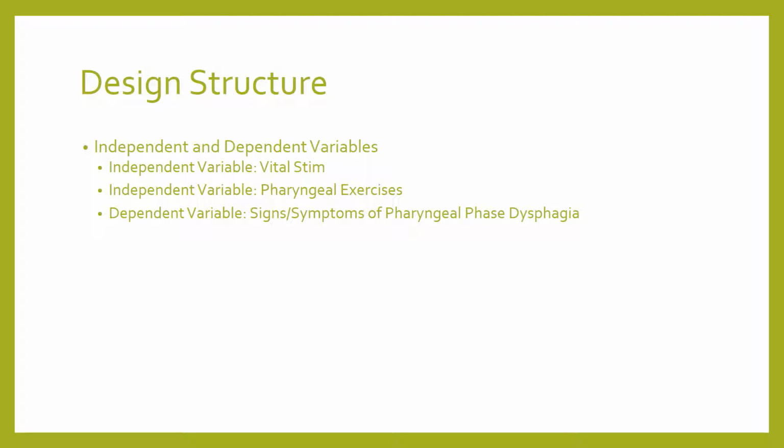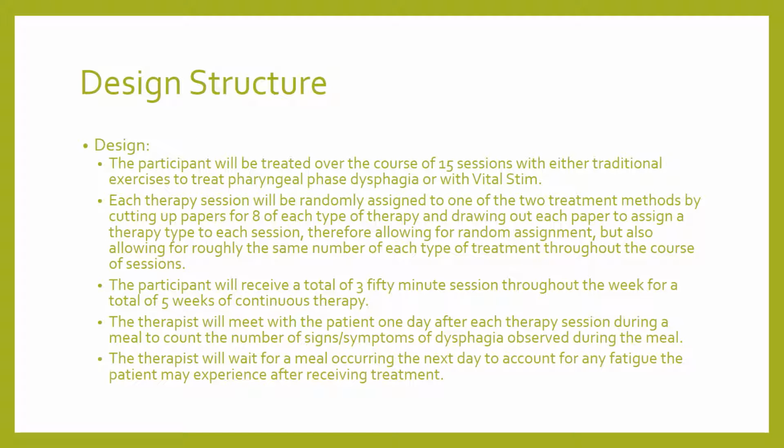The design structure. The independent variables were VitalStim and pharyngeal exercises, and the dependent variable was the signs and symptoms of pharyngeal phase dysphagia. For the design, I designed it so that the participant would be treated over the course of 15 sessions using either traditional exercises to treat pharyngeal phase dysphagia or with the VitalStim.